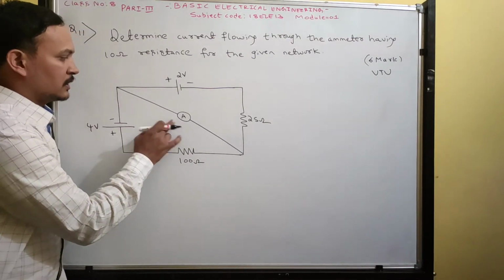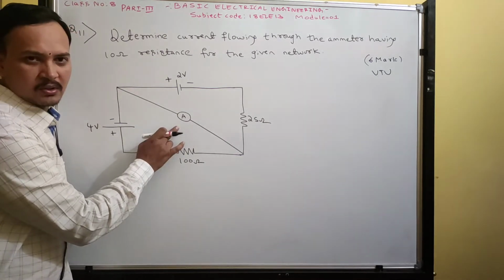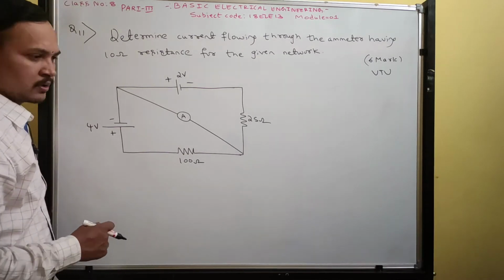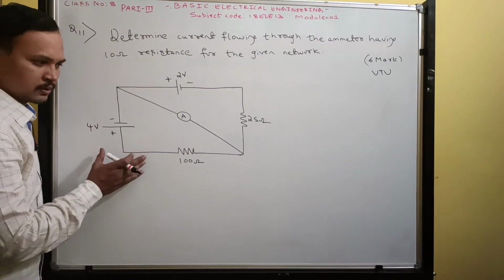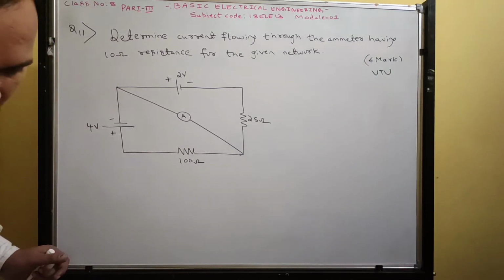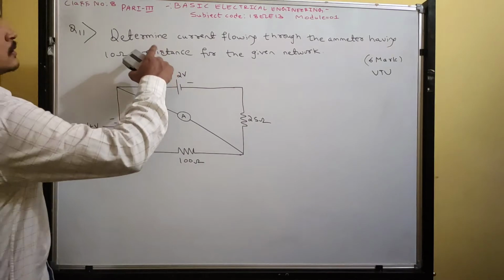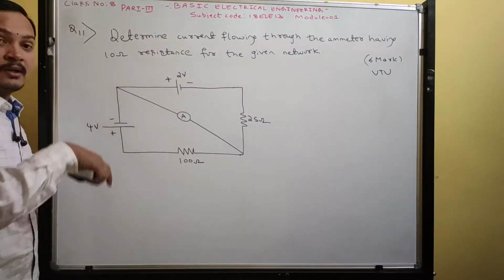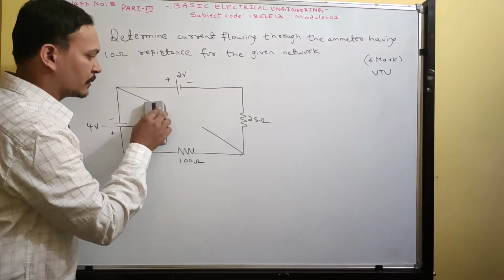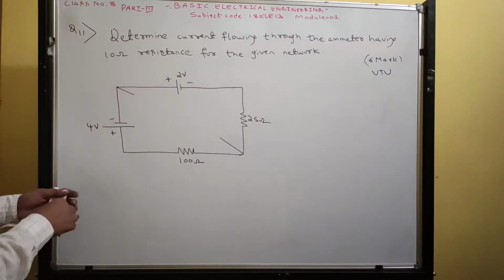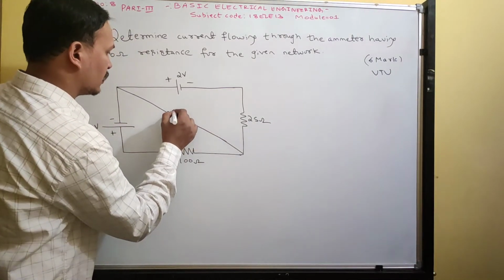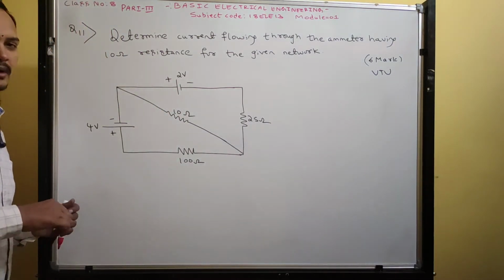They have given an instrument here in the original circuit, but inside the instrument, resistance is there. So pause the video and copy down this circuit. Later I will write the modified circuit, which you also copy down. See what I should do now. Determine the current flowing through the ammeter having 10 ohm resistance. What is the resistance of the ammeter? 10 ohm. Now I am replacing it with a resistance. What is the resistance value? 10 ohm. Now we should apply KVL.